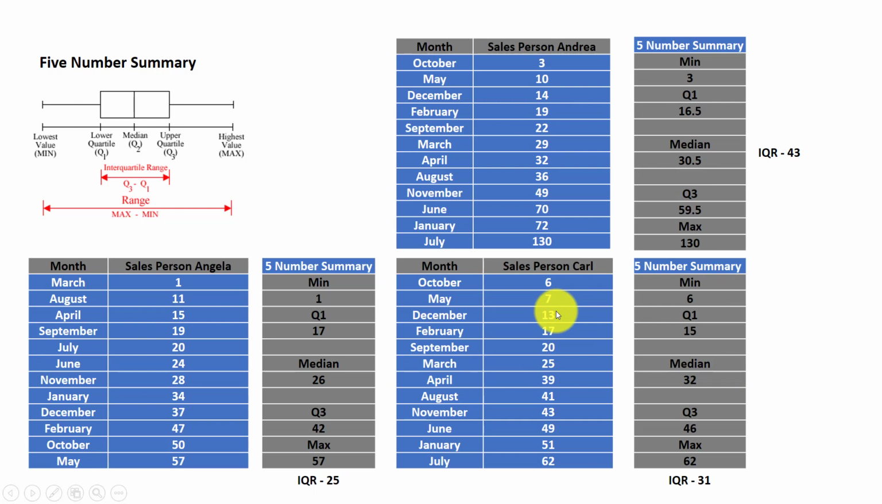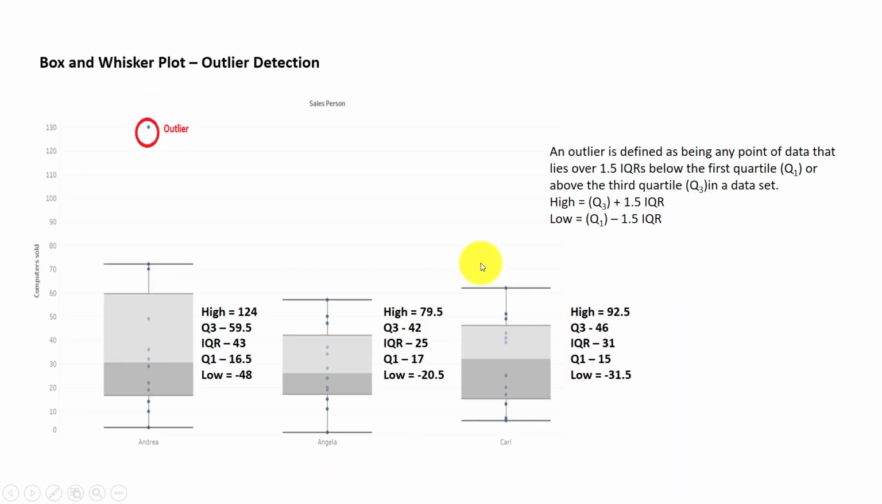Correct? Now how to read this? We already discussed that this is the highest value, this is the Q3 value, this is the median value, this is the Q1 value, and this is the lowest value.